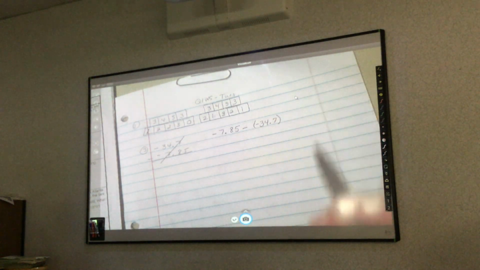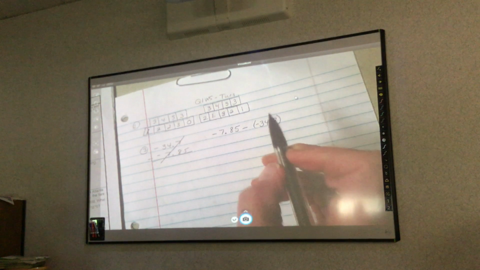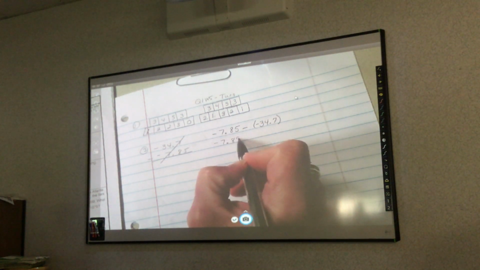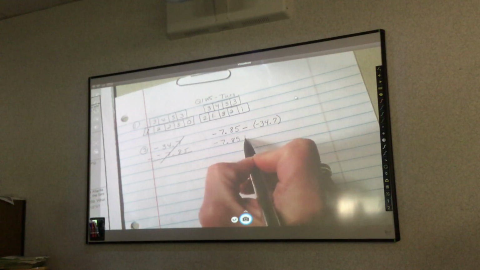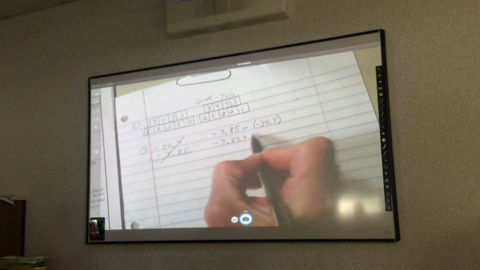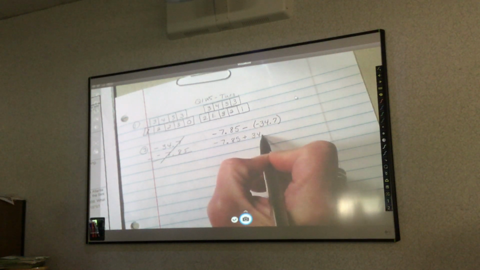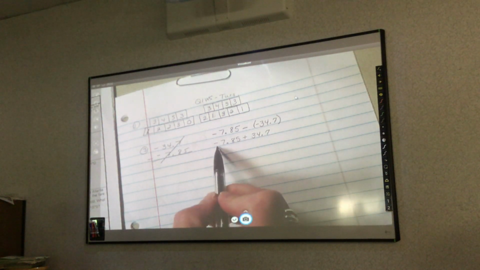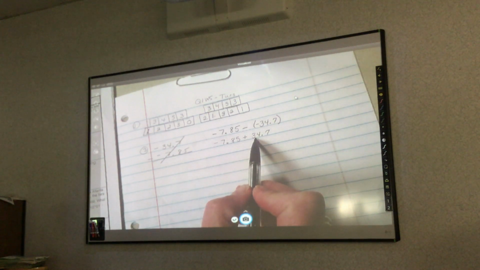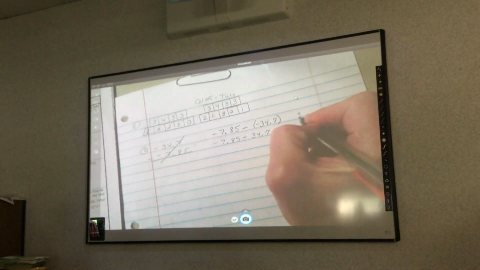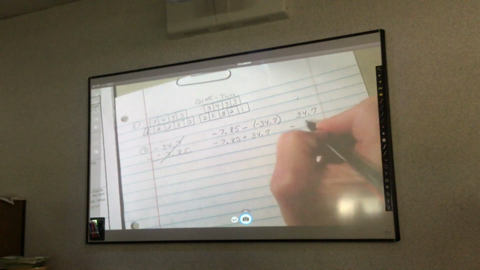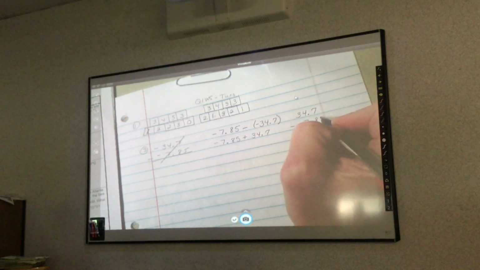Then I have to use my rules. Keep, change, change. Keep a negative 7 and 85 hundredths. Change subtraction to addition. And change the negative to a positive. By the rule of adding integers, I have a negative and a positive, so I subtract 34 and 7/10 minus 7 and 85 hundredths.